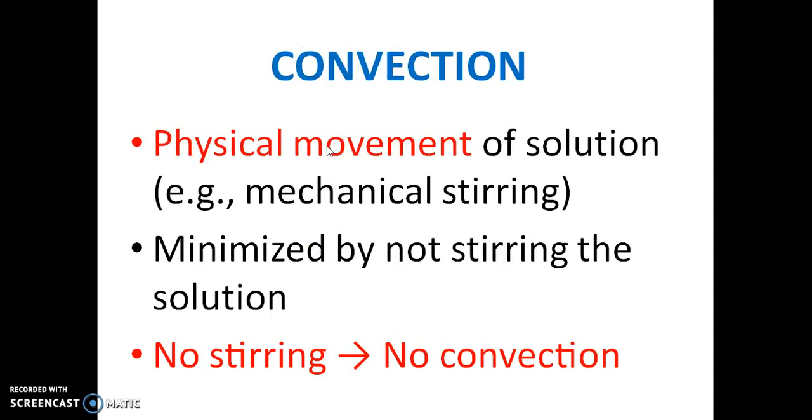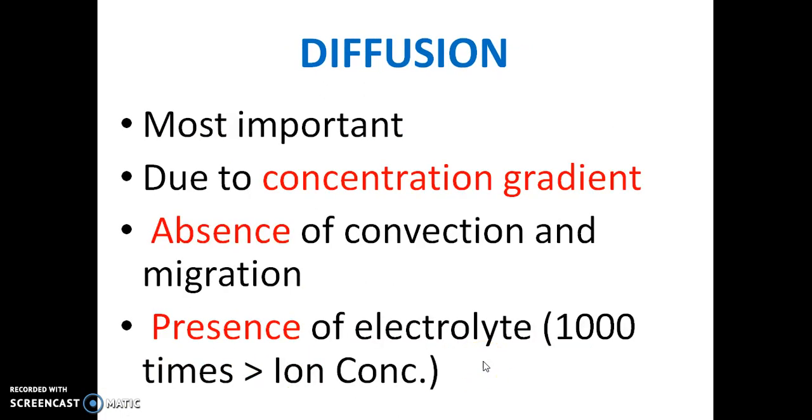The next phenomenon is convection. It is due to the physical movement of the solution. For example, using a glass rod in a beaker of solution, if you physically stir the solution, it leads to convection. This can be minimized by not stirring the solution. Without disturbing it, there is no convection taking place. So no stirring, no convection. So we can avoid it.